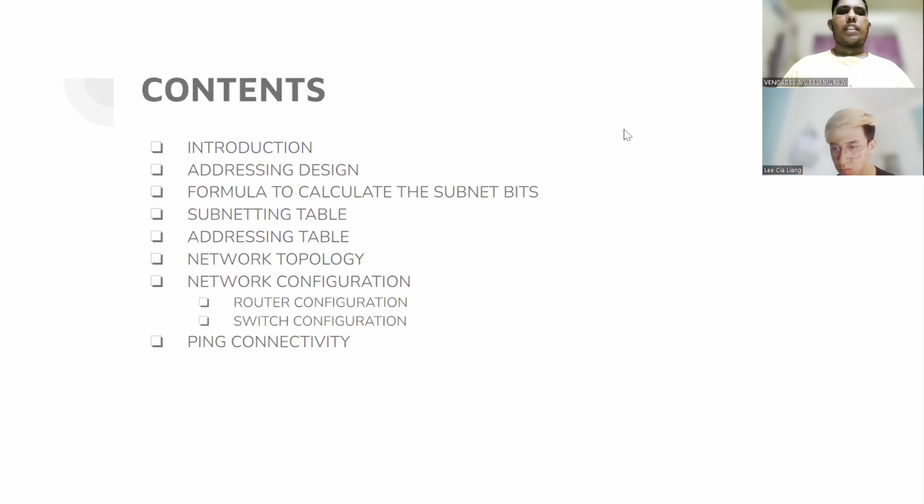The contents of this presentation are introduction, addressing design, the formula to calculate the subnet bits, the subnetting table, the addressing table, the network topology, the network configuration for router and switch, and we will display the pinging from one device to another device in the same network, between different networks, and between different locations, and how does data travel from one location to another when one of the connections between the routers is compromised.